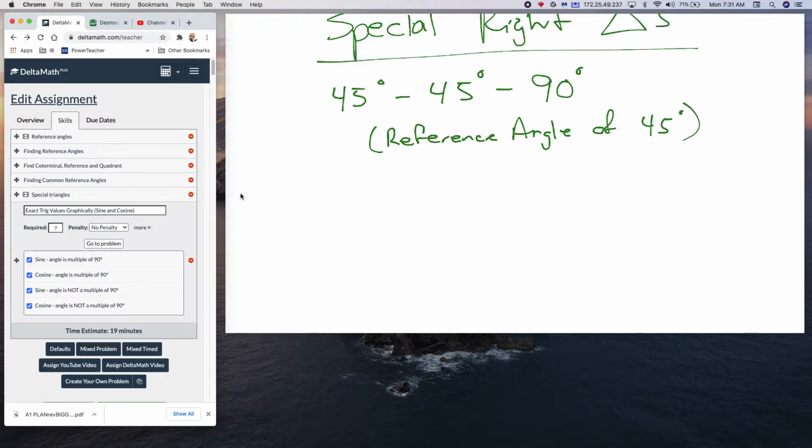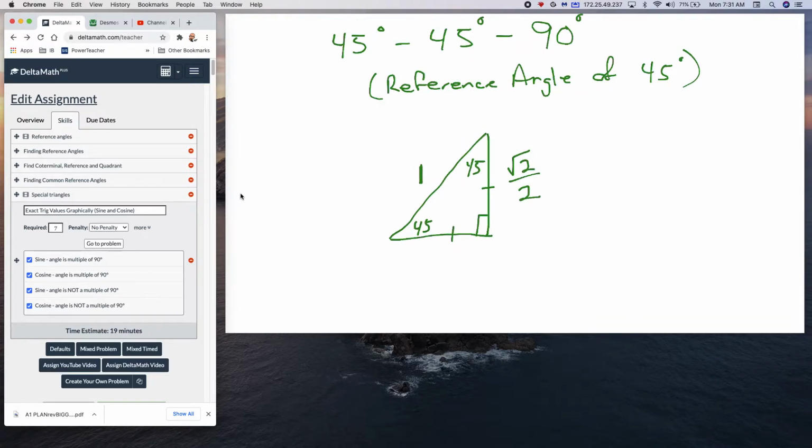Actually, I'm going to draw this a little differently. I'm going to draw it in the first quadrant. This is the way you would see it. With a 45-degree angle and another 45-degree angle and a 90-degree angle, these two sides are actually the same. If I make the hypotenuse 1, this side over here is the square root of 2 over 2, and this side right here is also the square root of 2 over 2.